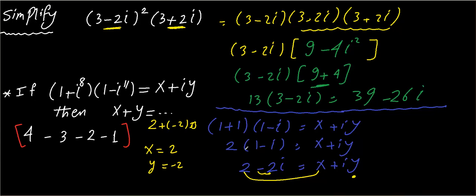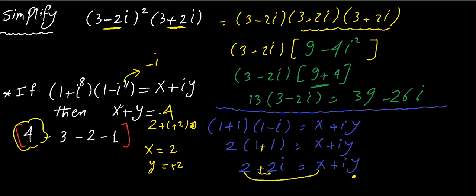I'm sorry, we made a mistake here. 1 minus i power 11: i power 11 equals negative i. Here we have negative i, and negative times negative equals positive, so it is 1 plus i. 2 times 1 equals 2, and 2 times i equals positive 2i. I'm sorry. Here x equals 2 and y also equals 2. x plus y, 2 plus 2 equals 4.